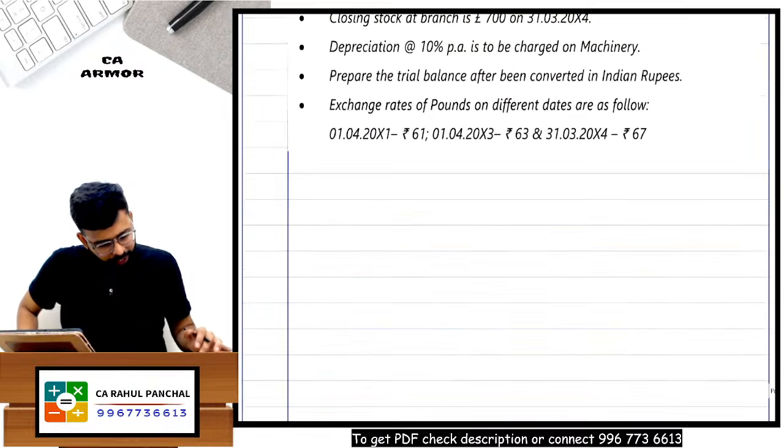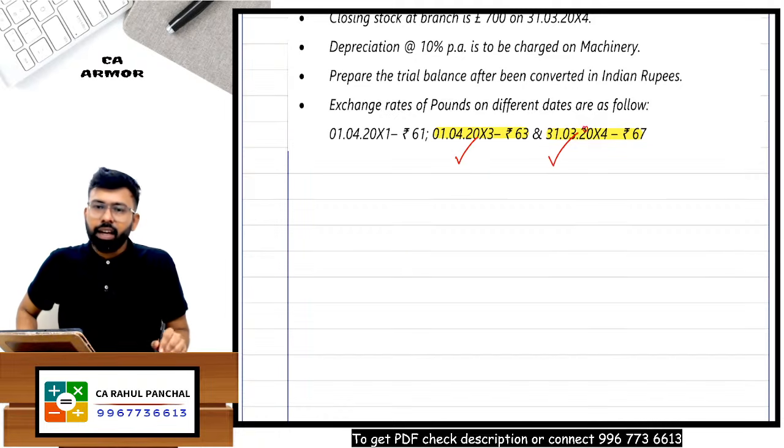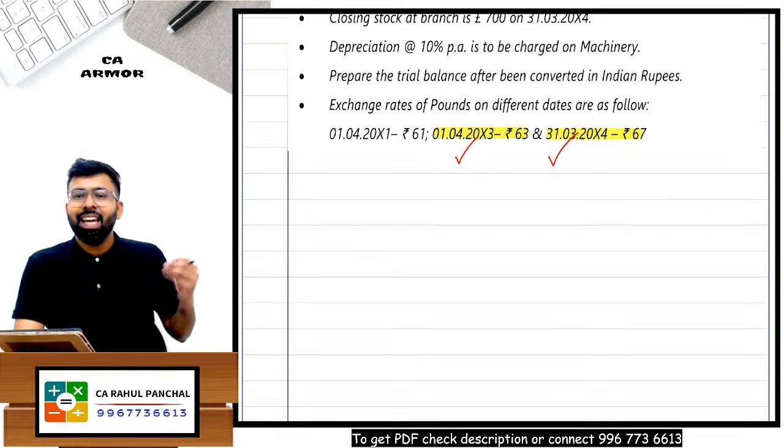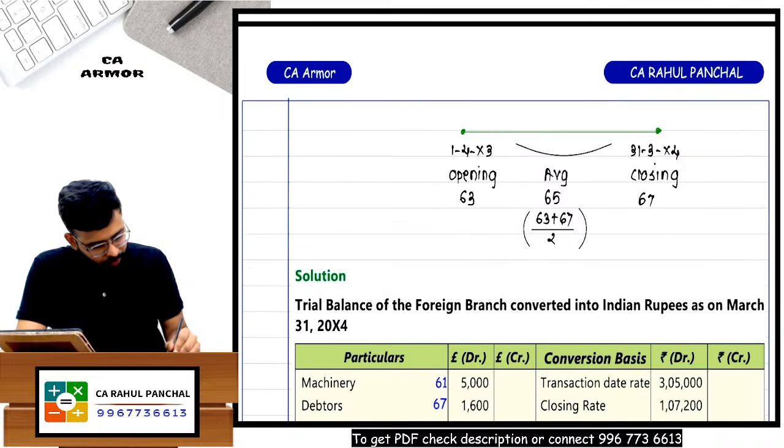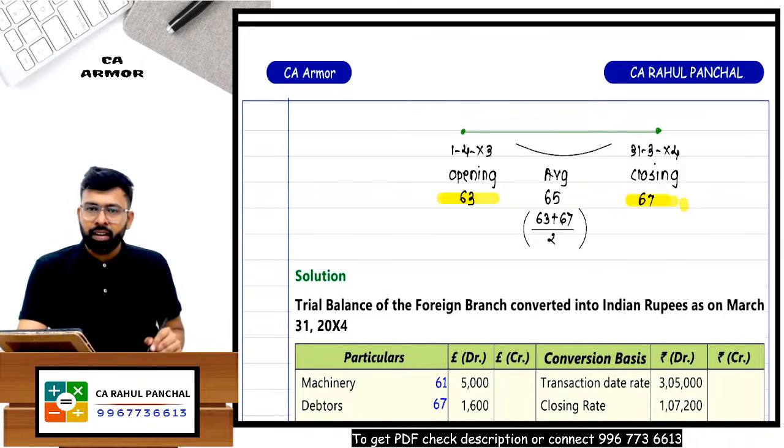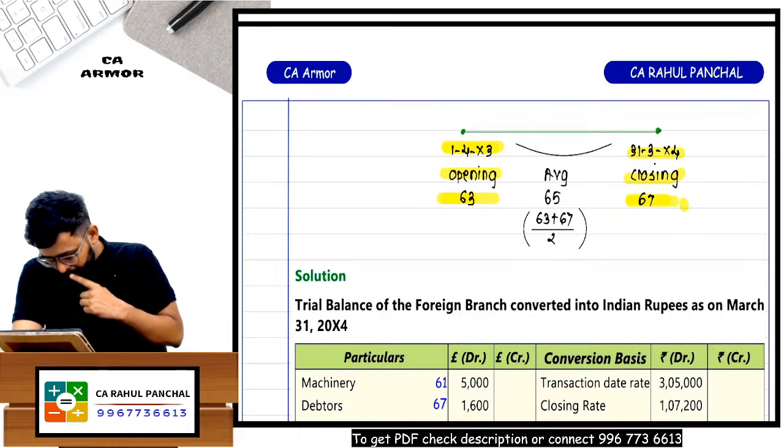So what is your rate? If you just see the rate, this is the rate. X3 ka rate is this, and the ending rate is this. So 63 and 67. Now the rate is 63 and 67. This is the first day's rate, and this is the last day's rate.